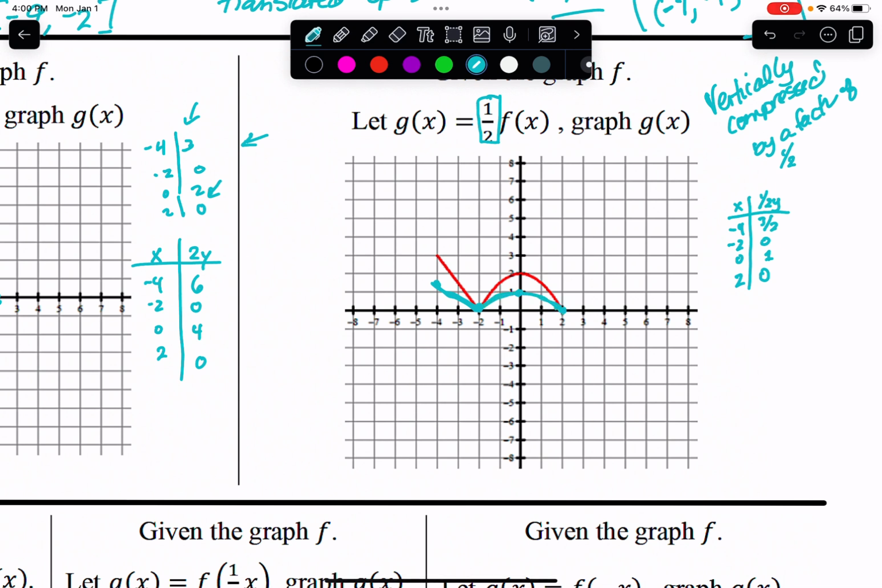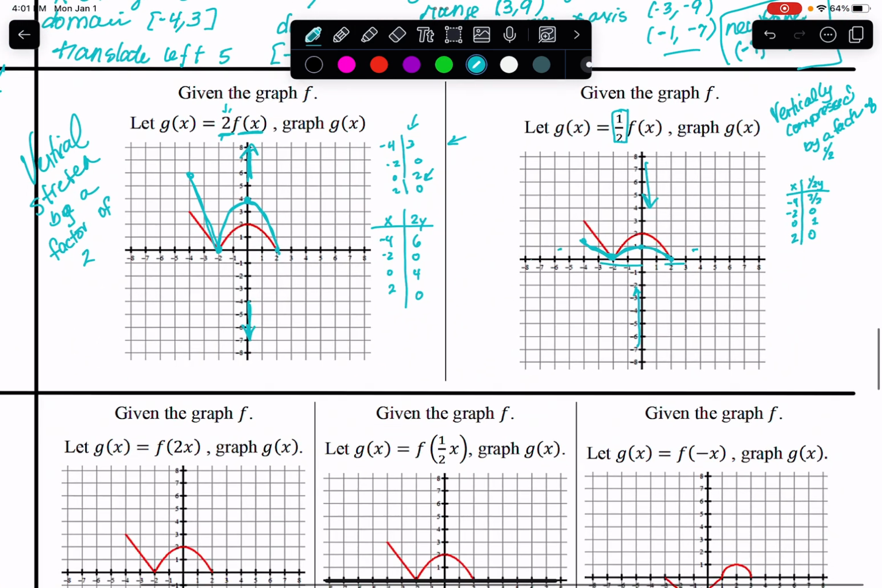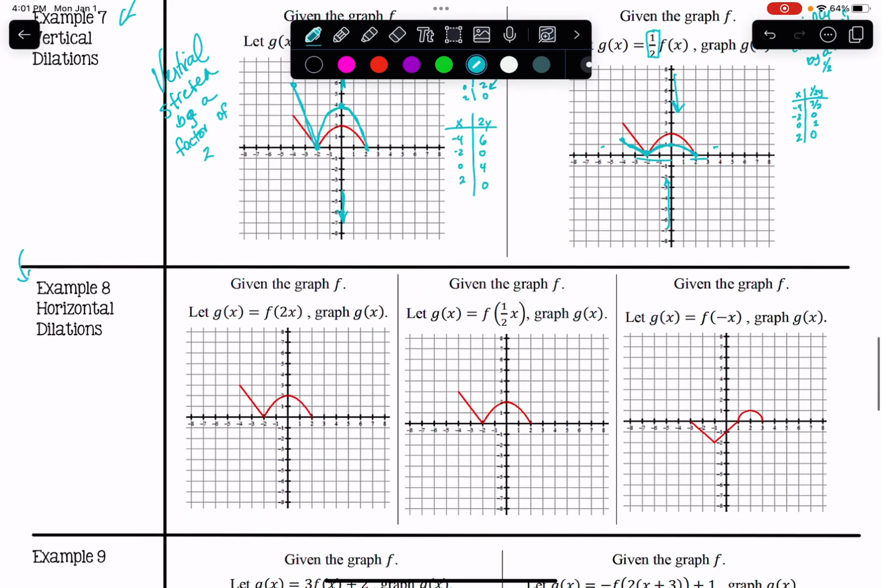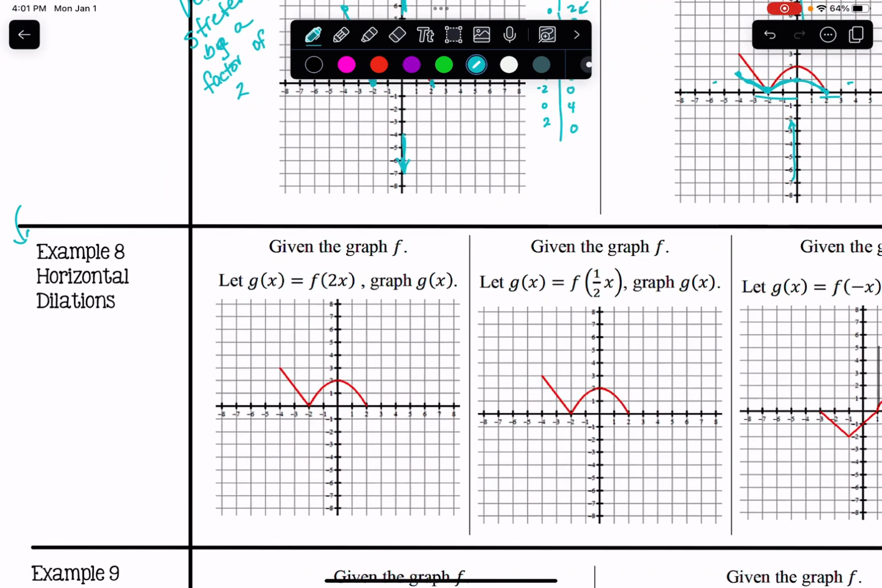If you're pulling something this way, it looks sort of like a horizontal. Let's say you're pushing it this way. That's a better example, because I don't want to get messed up with horizontal. If you're pushing it in, it will widen the graph. All right, now that's all fine and good. Let's move over to horizontal dilations.